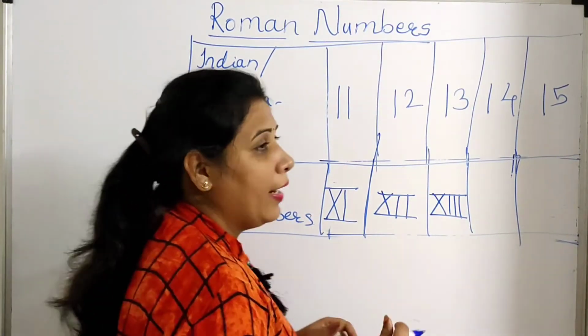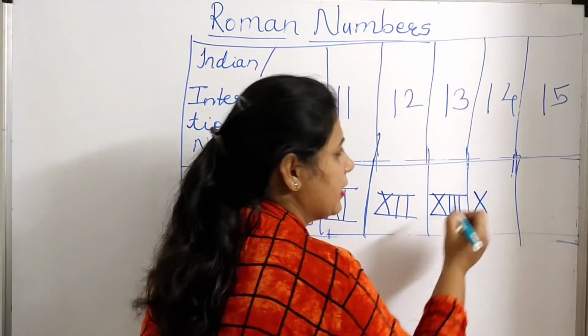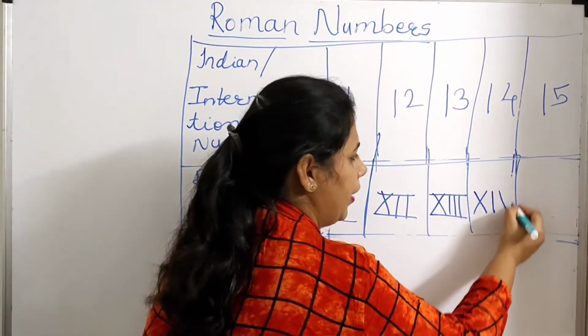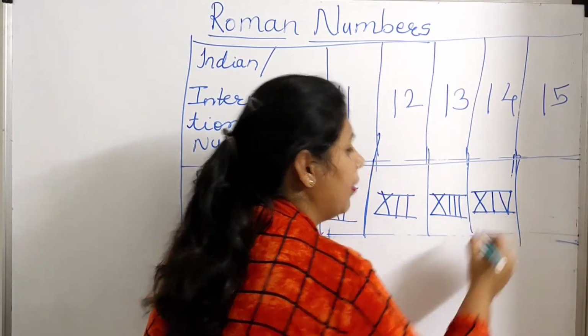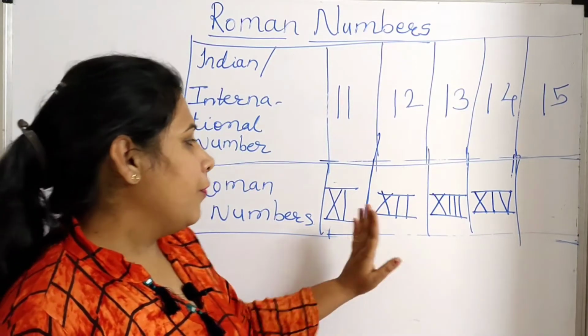So we have to add 4 into the 10. For 10 I am writing X and for 4 it is I and V. So this is number 14. You should not get confused in that.